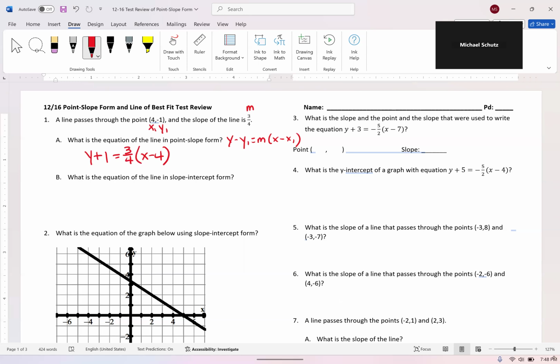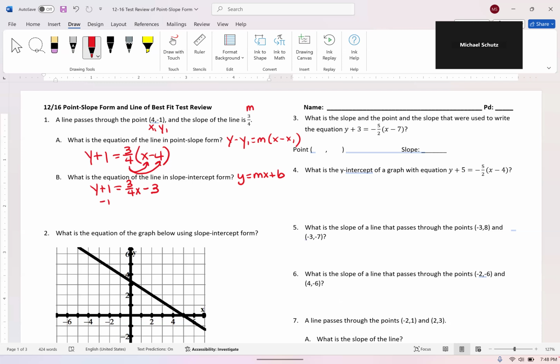All right, part B, what is the equation of the line in slope-intercept form? So the next thing we're going to do is solve for y. Because remember, slope-intercept form is y equals mx plus b. So to solve for y, the first thing you have to do is distribute the 3/4. So 3/4 times x is 3/4 x. 3/4 times -4. Remember, you do have a calculator with a fraction button on it.